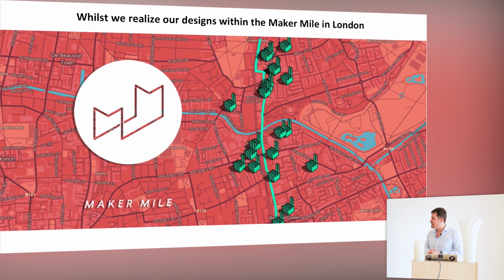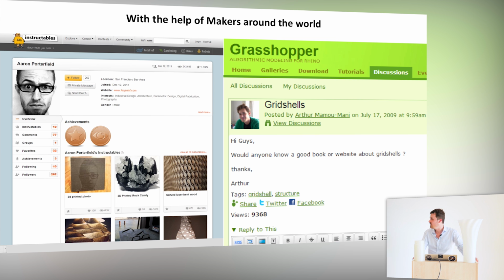Now, our space is located in what's called the Maker Mile in London. We're very lucky. Somehow the studio ended up amongst many maker spaces. Maker spaces are the way that we can turn open source designs, such as the ones here on the Instructables, into physical objects. So, turn the digital into physical objects.